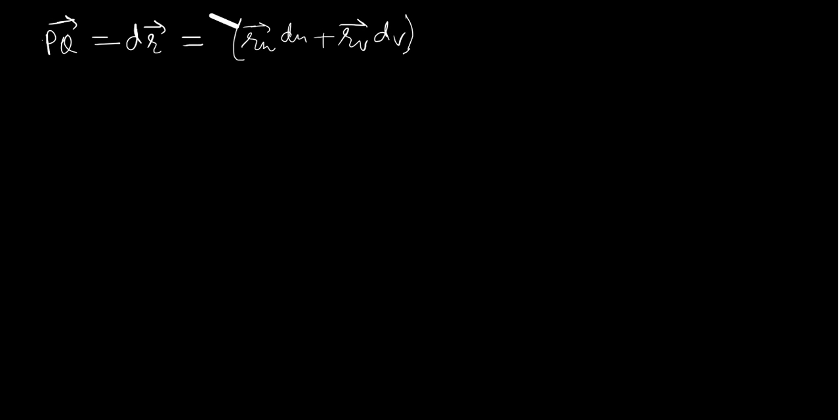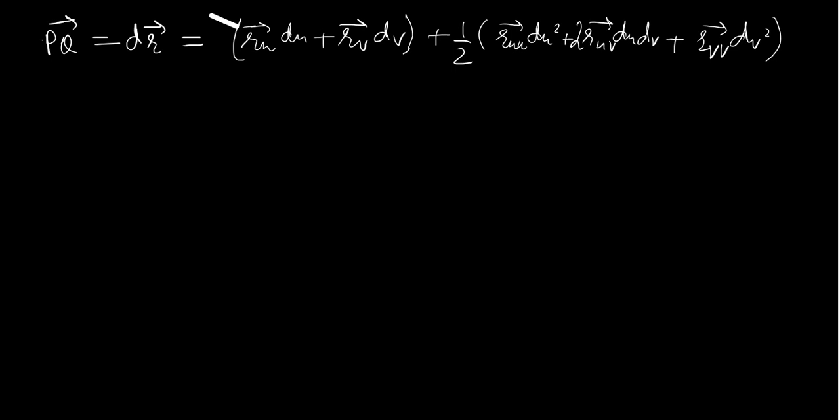plus 1 by 2 into r sub uu du square plus twice r sub uv du dv plus r sub vv dv square plus so on and so forth, higher order terms.